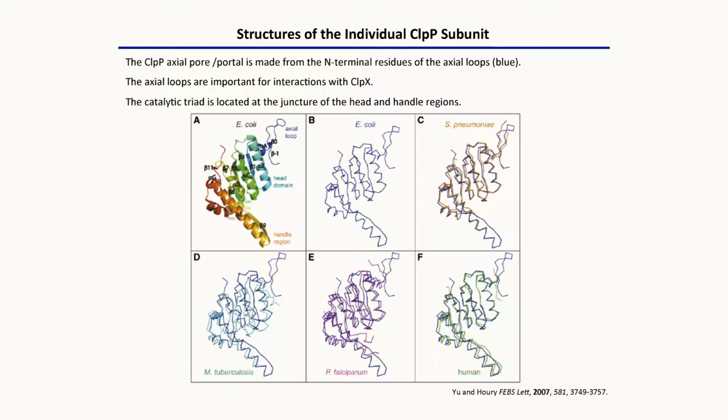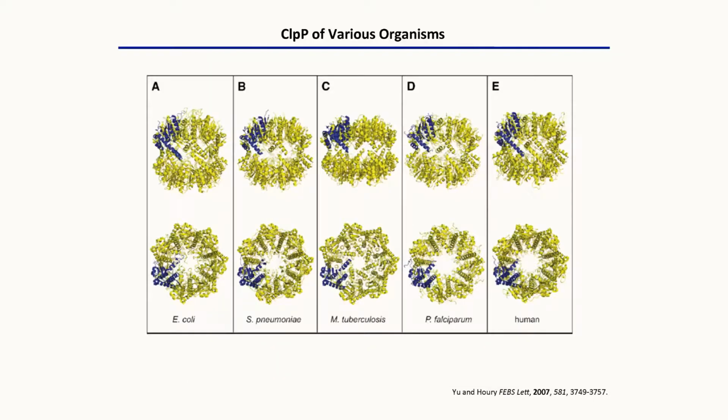These axial loops we'll see are important for interaction with ClpX, and we'll talk about that component of the machine in a moment. Here, again, are just structures of ClpP from various organisms: E. coli, Streptococcus, human. We see that they're all very similar.